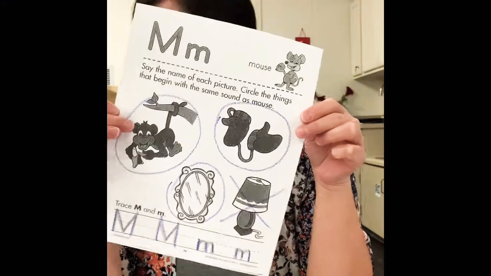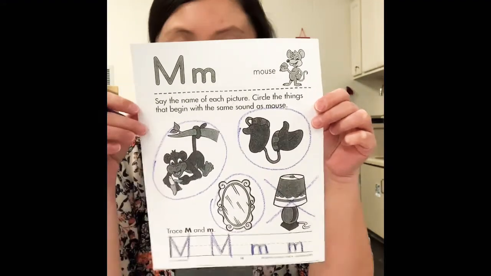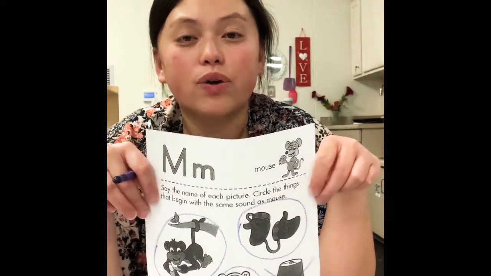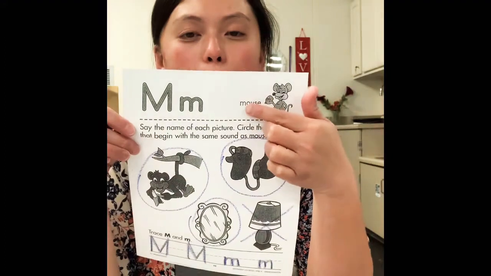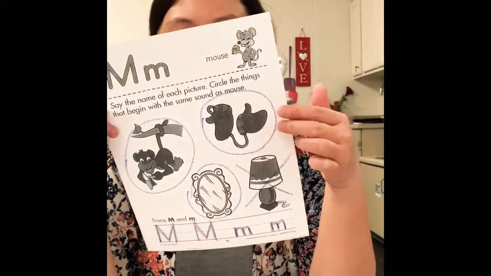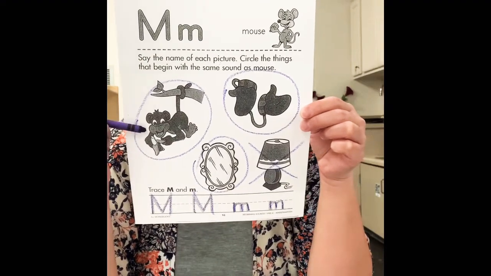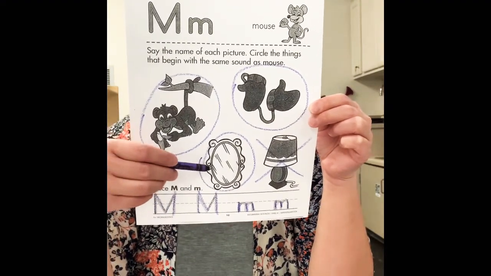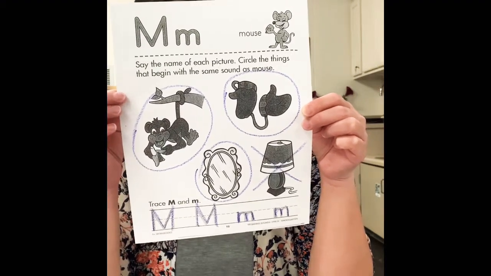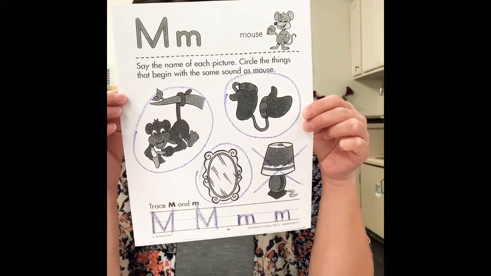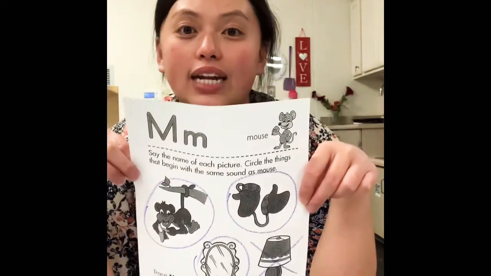So let's go over the M sound again. Remember, letters make sounds. When we're reading, we sound out the word, like mouse and mitten and monkey and mirror. And it's important to learn sounds so when you see a word, you know what the beginning sound is and you can learn how to read like that, okay?